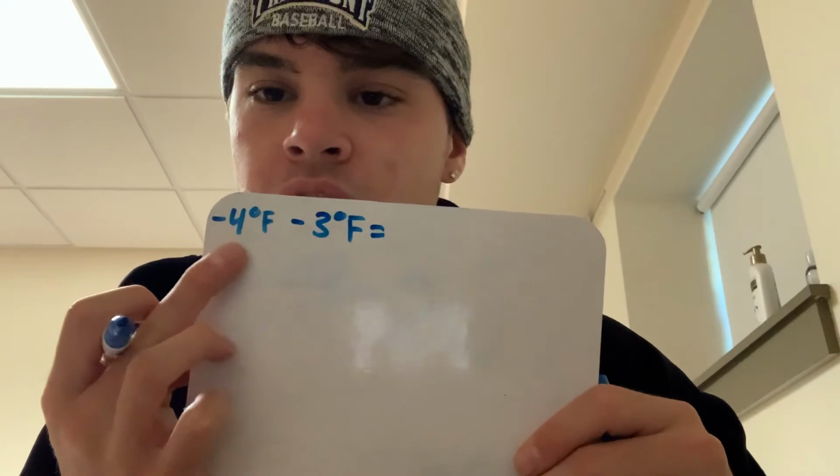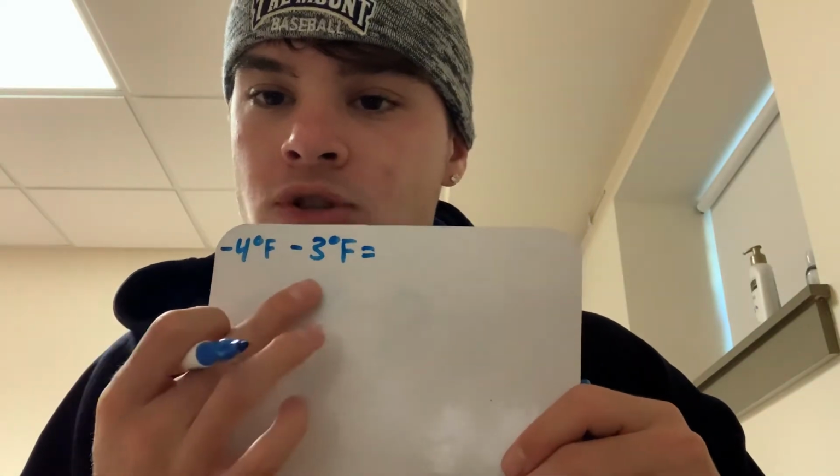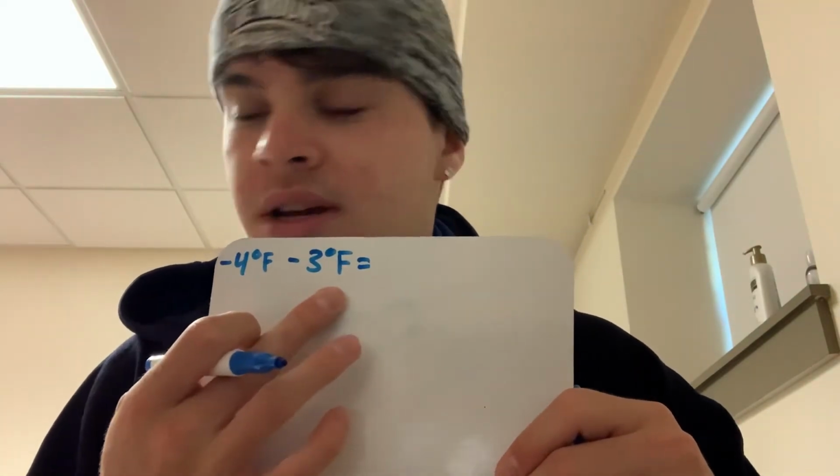Again, you start with the equation, -4 degrees Fahrenheit. Since it said it was dropping, that means you're going to subtract the 3 degrees Fahrenheit. Here's the equation right here. -4 degrees is our starting temperature. It dropped another 3 degrees. So I know it'll be -7 degrees Fahrenheit.